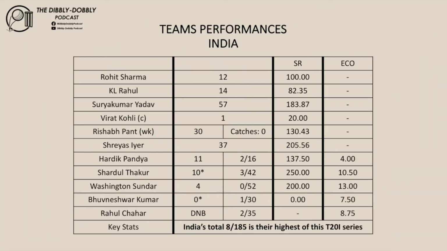Let's have a look at how India performed in this 4th T20 International. We'll start with their batsmen. Rohit Sharma 12, Rahul 14, Suryakumar Yadav 57, Kohli 1, Pant 30, Iyer 37, and Hardik Pandya 11. Let's have a look at their bowlers. Thakur took 3 wickets, 2 wickets each for Hardik Pandya and Chahar, 1 wicket for Kumar, and no wickets for Sundar. That's how the Indian team performed in this match.